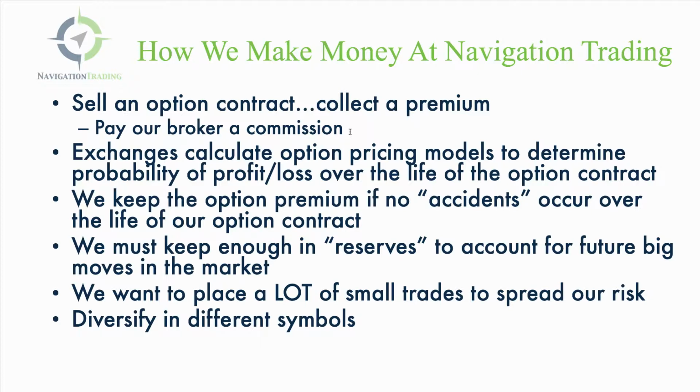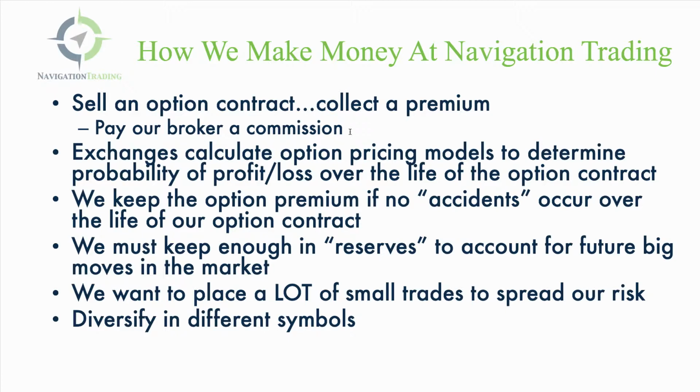And we've got it just like the insurance company. We must keep enough in reserves. We must keep enough money in our account to account for future big moves in the market. Because remember, when we're selling options, we want the price of that underlying symbol to stay in a specific range, and we continue to collect that premium. Where we lose money is if the market makes a huge move, if we have an accident and the market moves outside of our range.